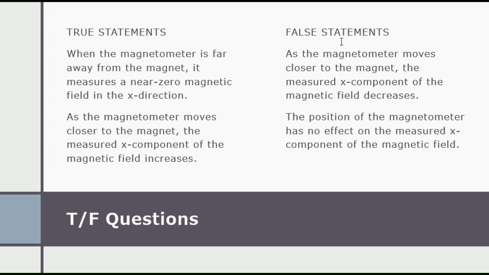Moving on to the true or false questions, basically I had to indicate which were true statements and which were false statements. According to the data, when the magnetometer is far away from the magnet, it measures near zero magnetic field in the x direction, and as the magnetometer moves closer to the magnet, the measured x component of the magnetic field increases. And these are basically the opposite statements of that, and therefore they're false.